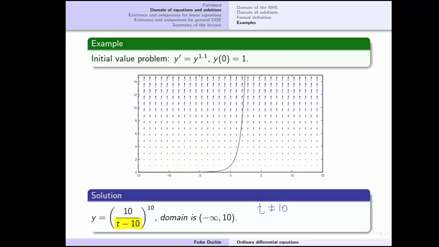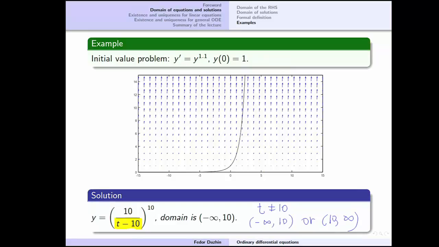Well, further, if t cannot be equal to 10, recall that the domain of a solution of a differential equation must always be an interval. Since t cannot be 10, you have two candidates. One is from minus infinity to 10, and another candidate is from 10 to infinity.